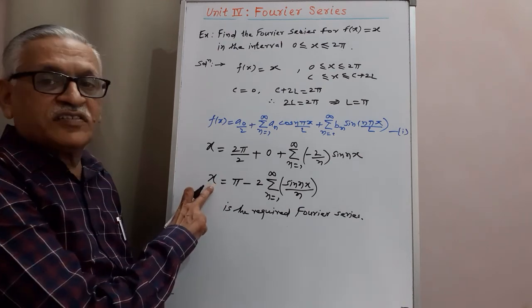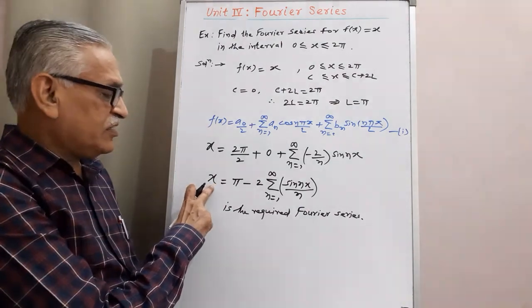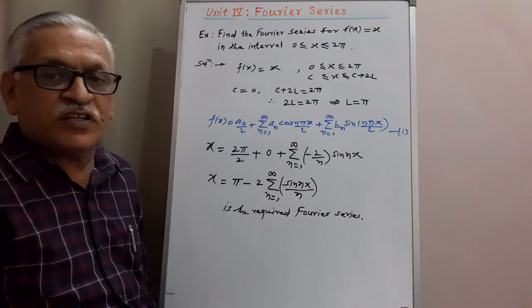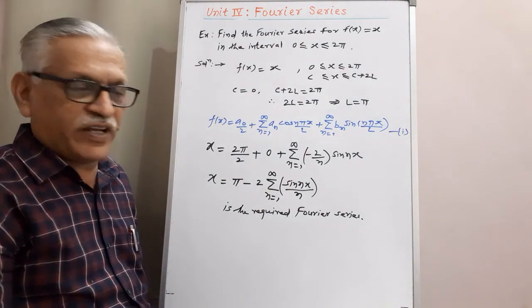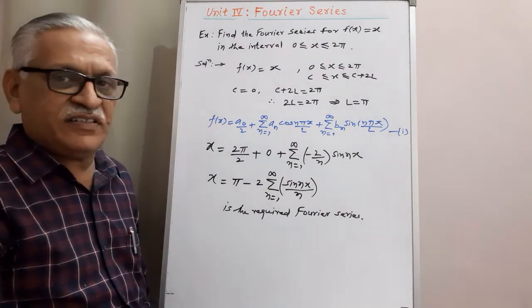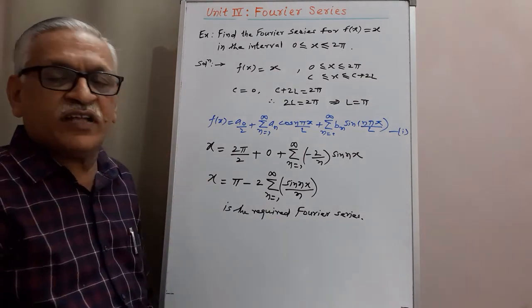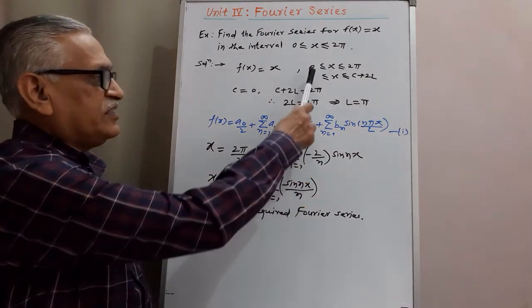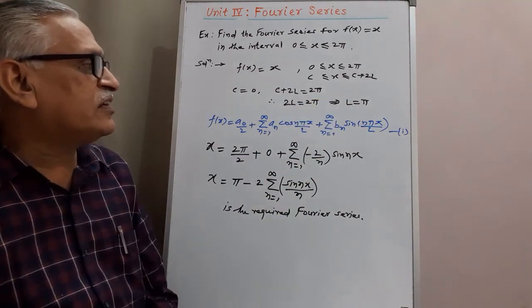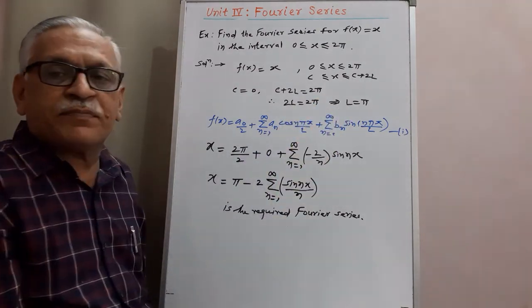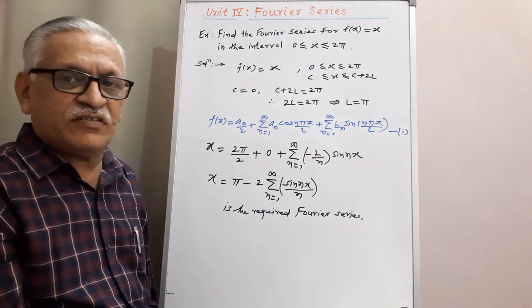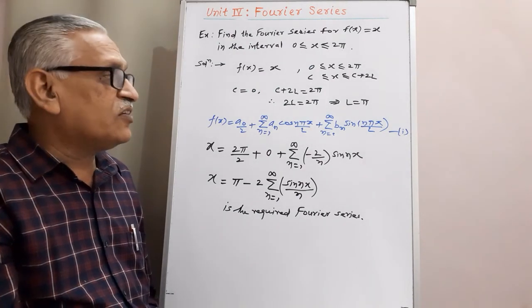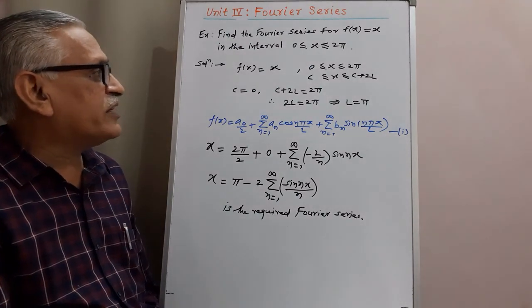Therefore, this single valued real function I have converted to a series of sine and cosine. Here the cosine terms are absent, and that type of series is called a Fourier series, and its type is full range, as the interval is of C to C plus 2L type, a full range Fourier series.